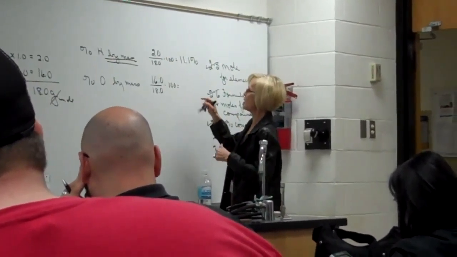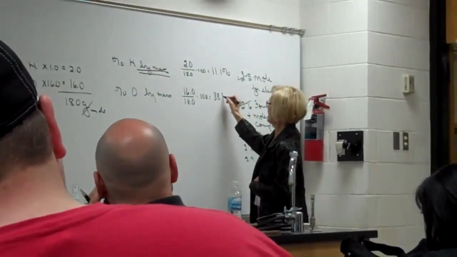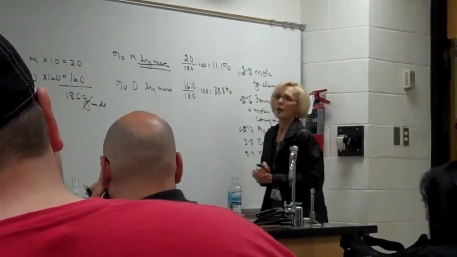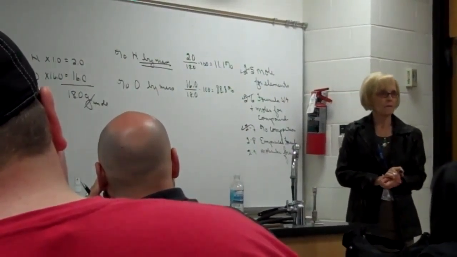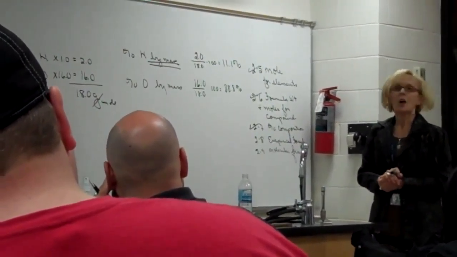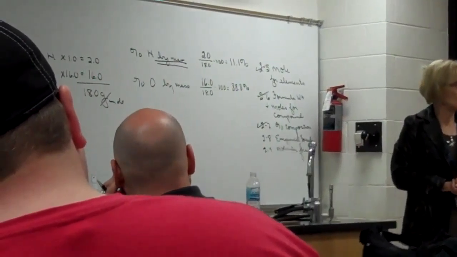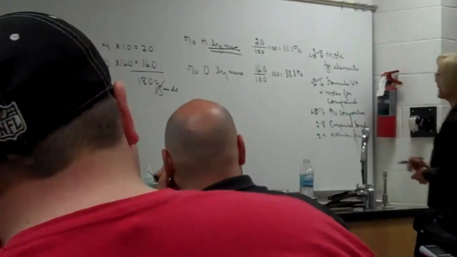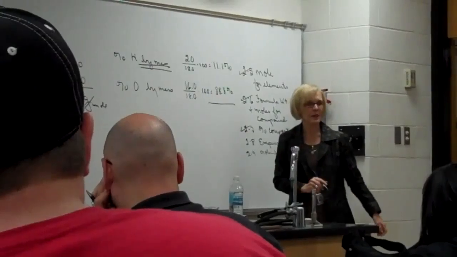Okay, now let's do it this way and come up with percent for oxygen. Right here. Marco, what'd you get for oxygen? 88.8. Okay, is that what everybody got? 88.8? Okay. How can we check our work? Adding to 100. Add them together. Because it better be 100%.